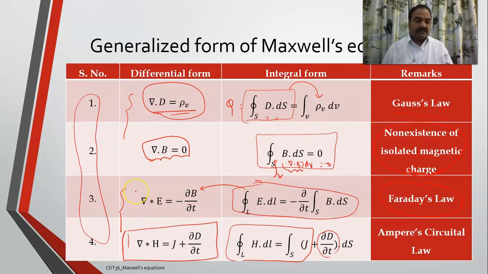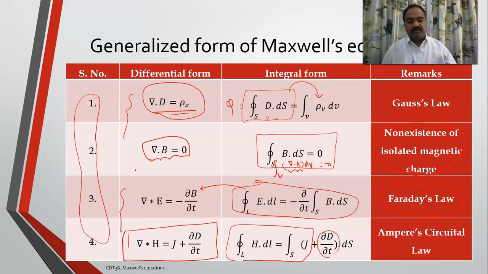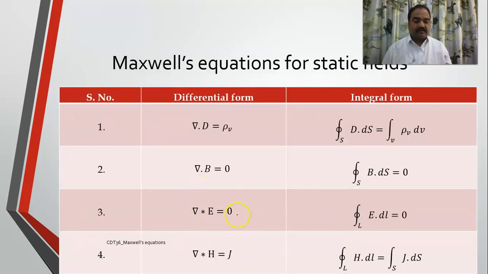Now these equations can be modified for static fields. In static fields, B and D both are constant with respect to time, which means dou B by dou t will become 0 and dou D by dou t will become 0. So you will get only del cross H is equal to J. This we have done in unit number 3. And here also del cross E is equal to 0, which we have done in unit number 2. Okay. So for static fields, only the changes come because the fields are constant with respect to time. That's why you have got this change here and here. The rest of the equations are the same.